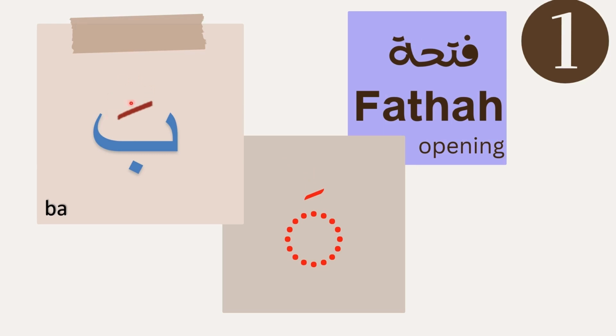If we find this little line above the letter, it means we will pronounce this letter with an A sound. For example, here it's above the letter ba, so that means we will pronounce it like ba. And that's why it's called Fatha, opening, because we open our mouth to pronounce it. So it's ba.